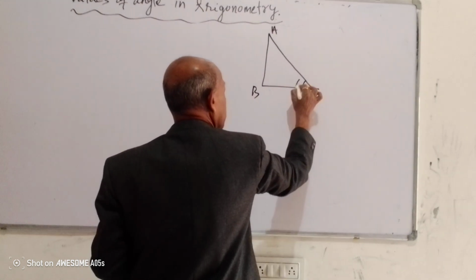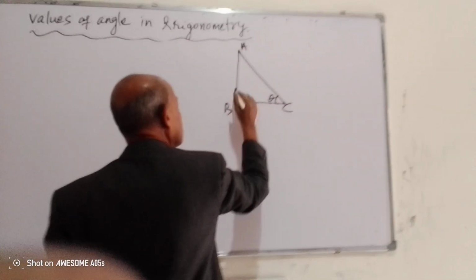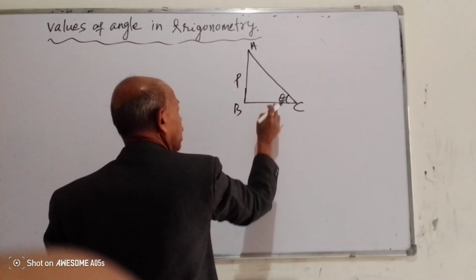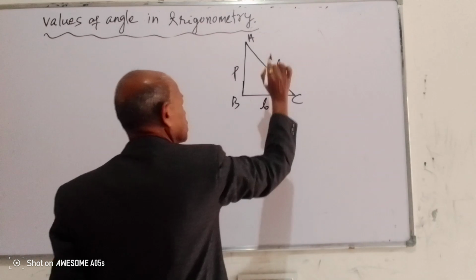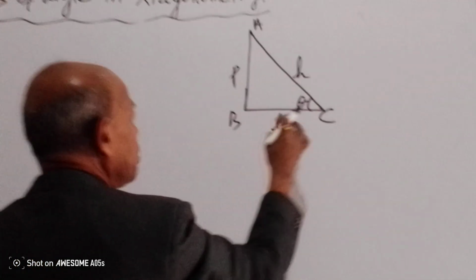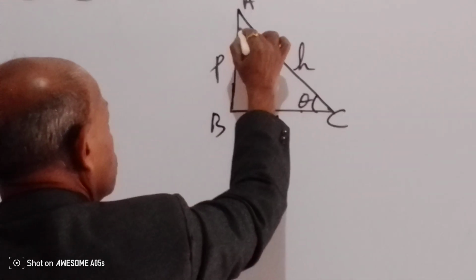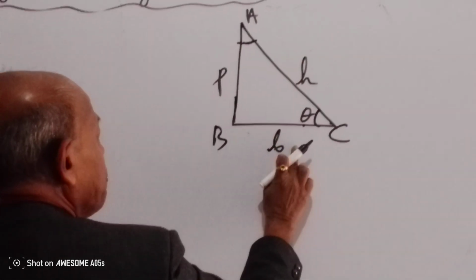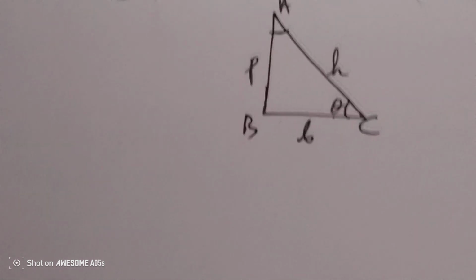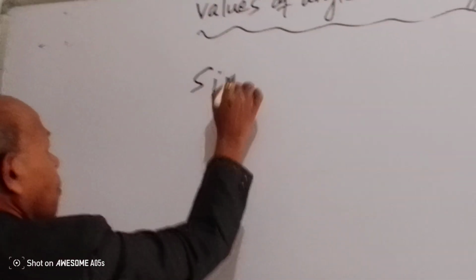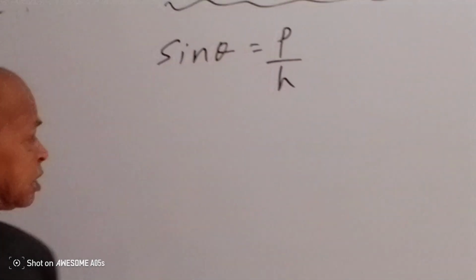Now suppose this is your angle theta, and according to this angle, its opposite side will be your P, this is your B, and this is your X. Always remember, according to this angle, this is your P and this is your B. But according to this other angle, this will be your P and this will be your B. Now, you know sin theta is equal to P by X.